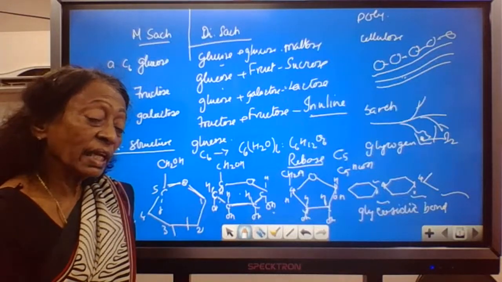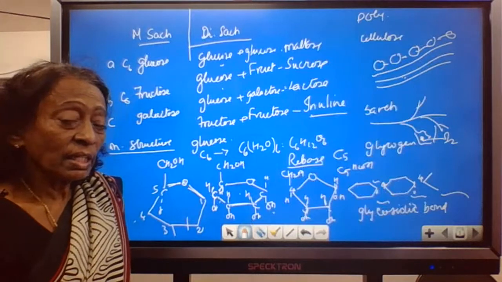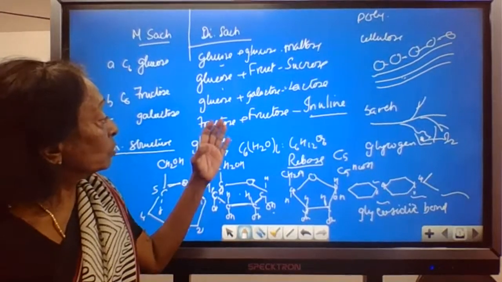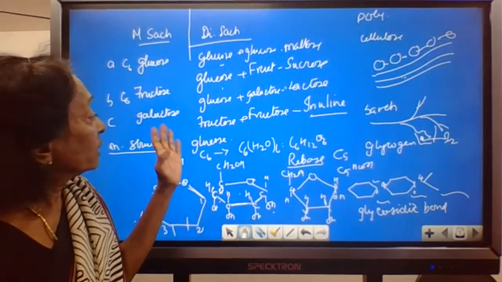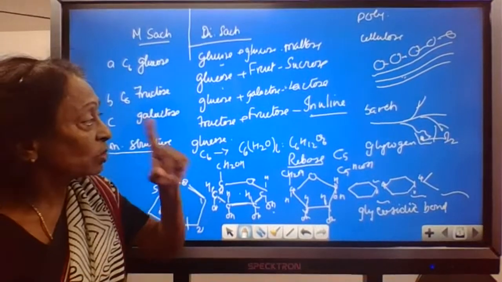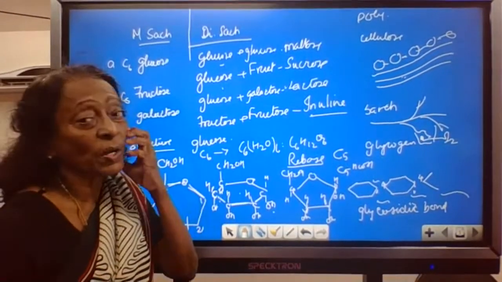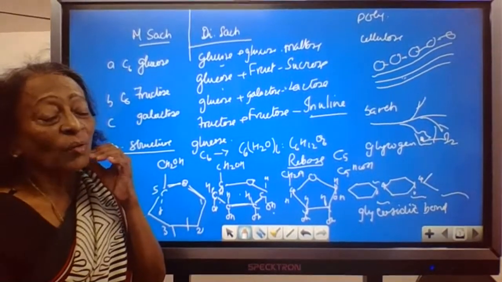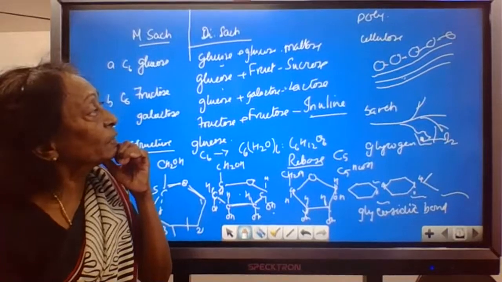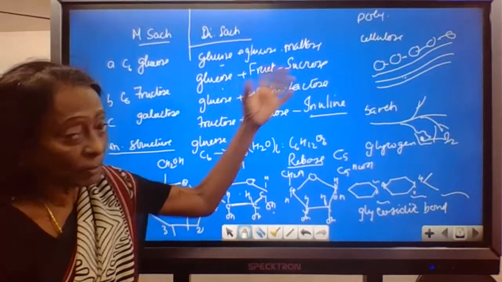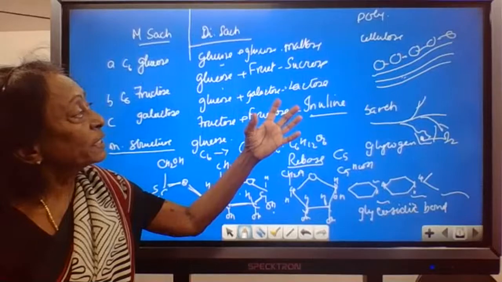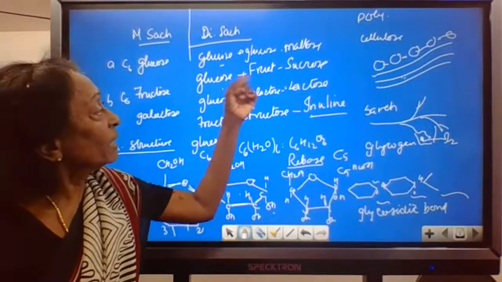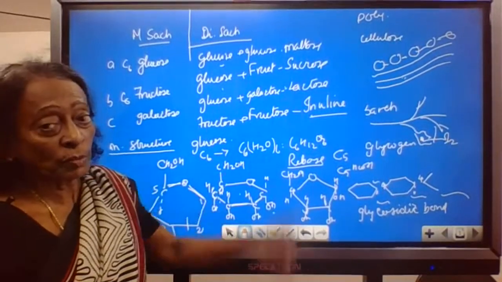Another important one: inulin is a polymer of fructose. They may give options like galactose, glucose, fructose, or cellulose. You should know there is only one polymer of fructose, that is inulin. Okay, now the next question they can ask you. They can mention the substance: the basic units present in sucrose are two. You should know glucose and fructose form the sucrose.